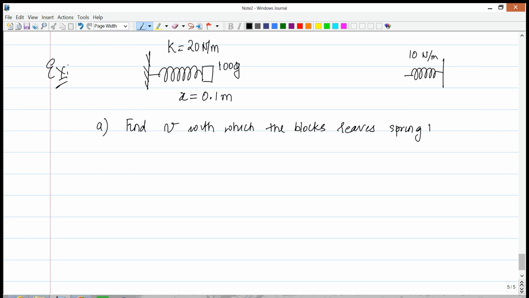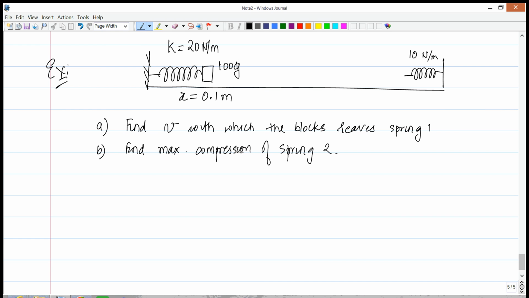Then we'll figure out the maximum compression of spring 2. Second question will be, find the max compression of spring 2, the one to the right hand side. And we'll assume that all contacts are frictionless. So everything is frictionless. The mass goes straight from spring 1 to spring 2 without any friction. If there was friction, we'd account for friction. But let's not worry about friction. Let's look at this problem where we have a block that compresses the left spring, and when we let go, it shoots this block, and then it goes and compresses the right spring.